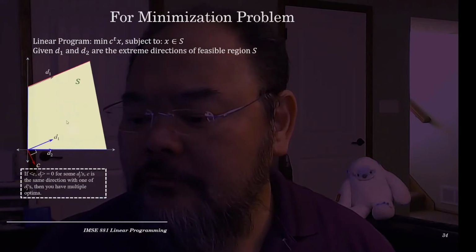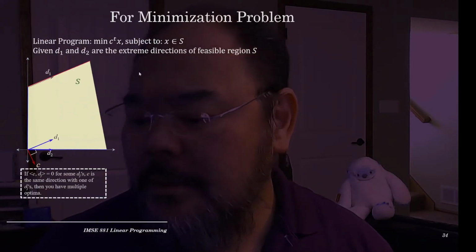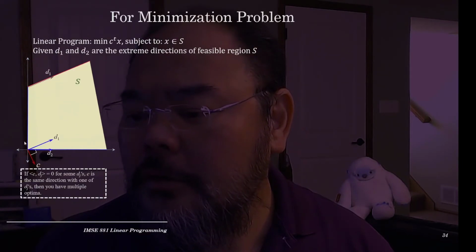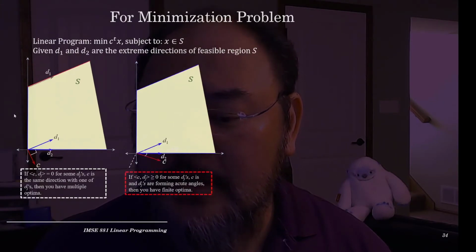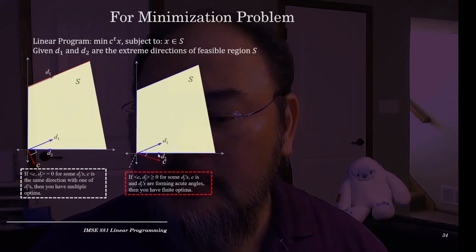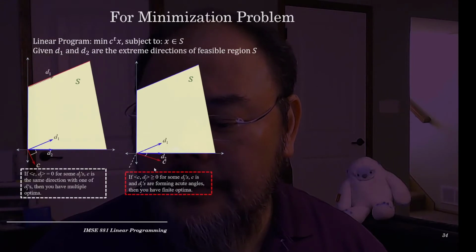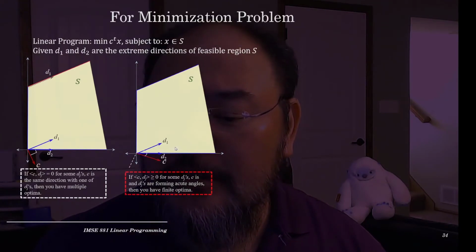Okay, that's the first condition. Since we're minimizing, we're pushing the objective function towards the reverse direction of the C. Let's look at the next example. If the dot product of C to Dj, which is any one of them, forms an acute angle with all the Djs, then you have a finite optimal solution, a unique finite solution.